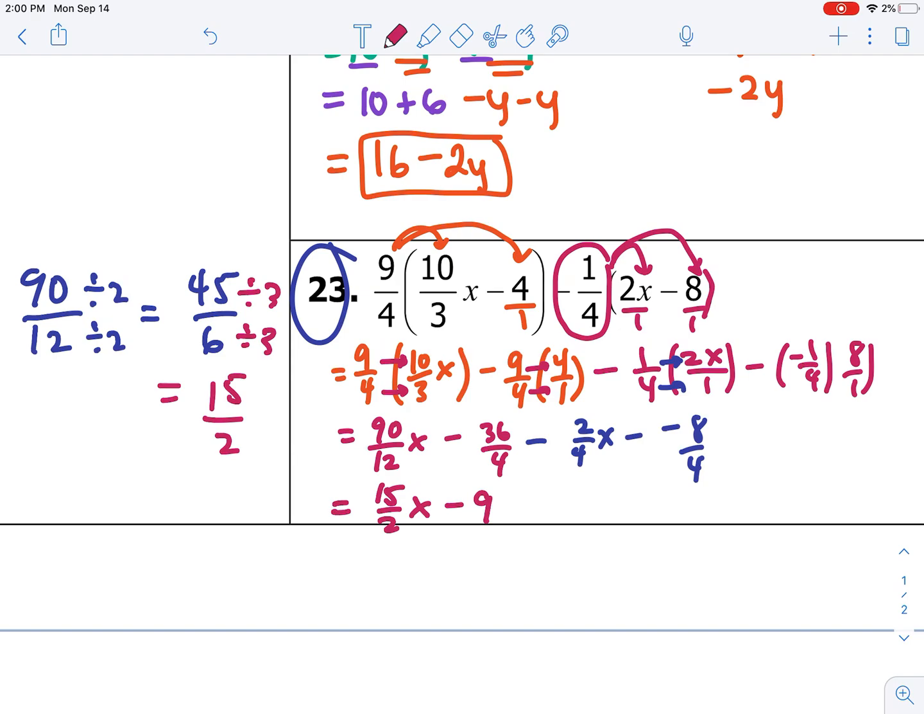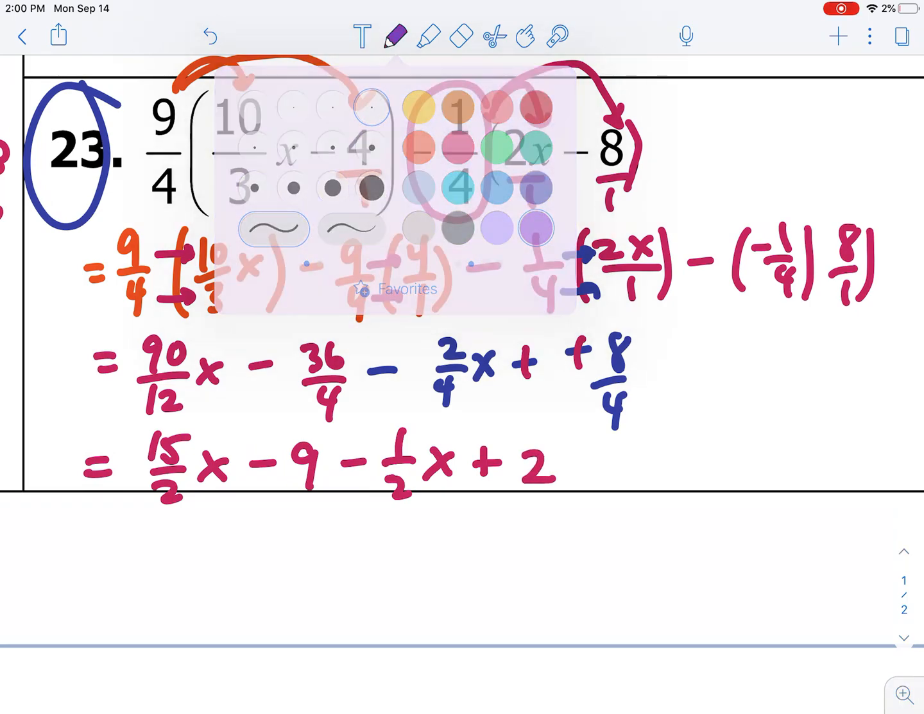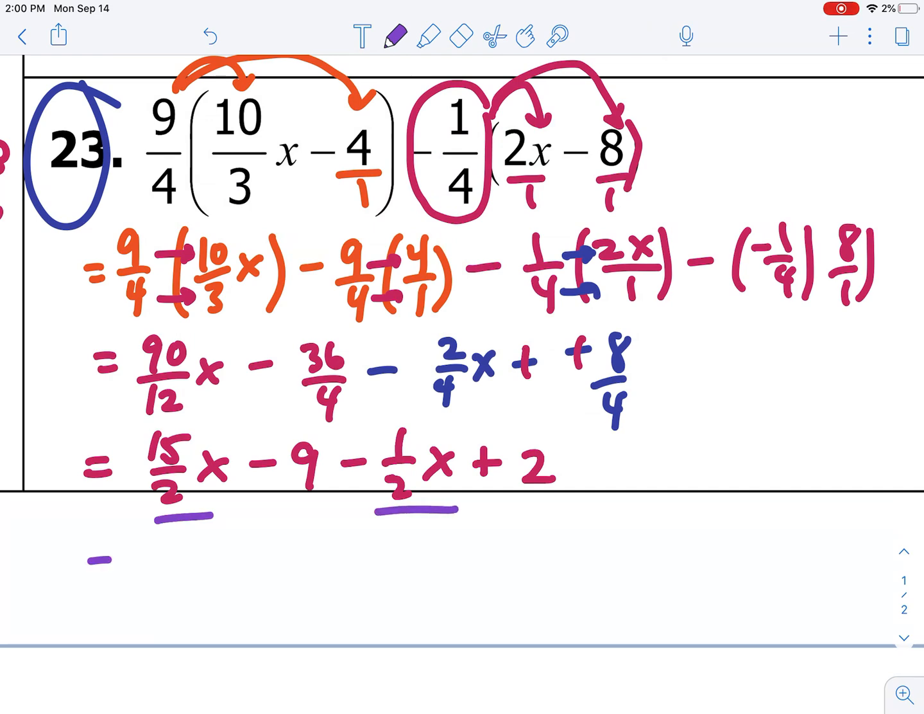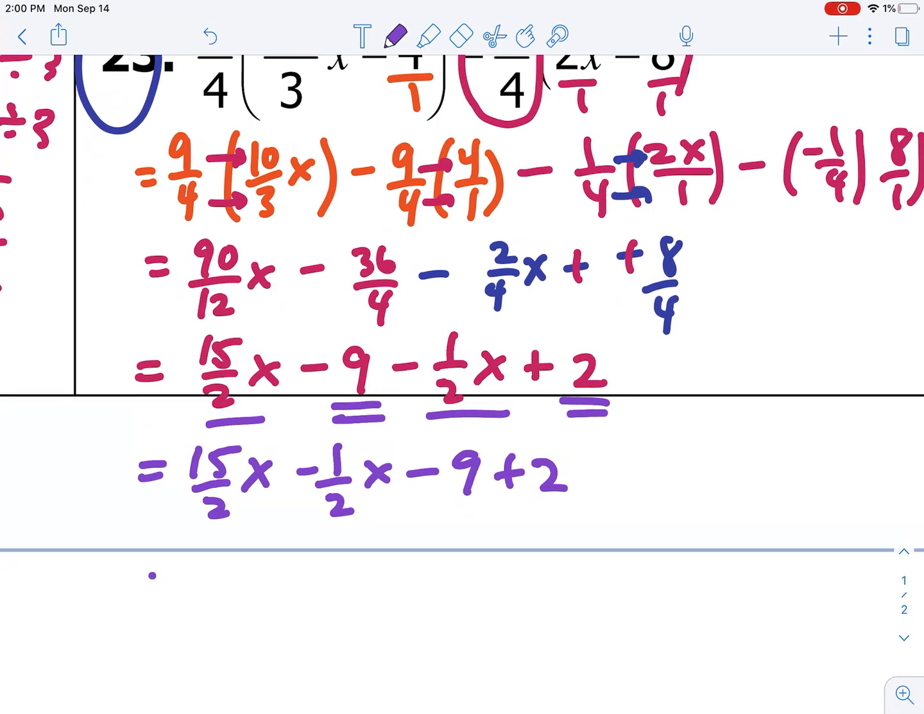Negative 36 over 4 simplifies to negative 9. Negative 2 over 4x simplifies to 1/2 x. We have a double negative here. We can change to positive, so we need to add 8 over 4, which simplifies to 2. So like terms, 15 over 2x minus 1/2 x minus 9 plus 2.